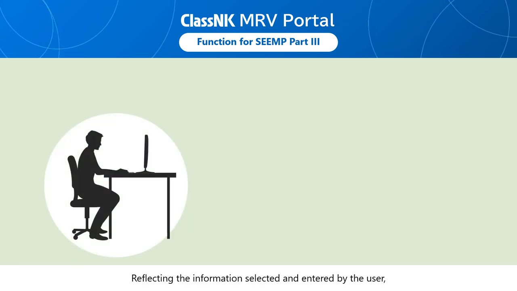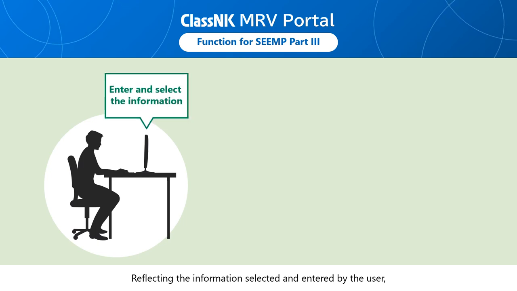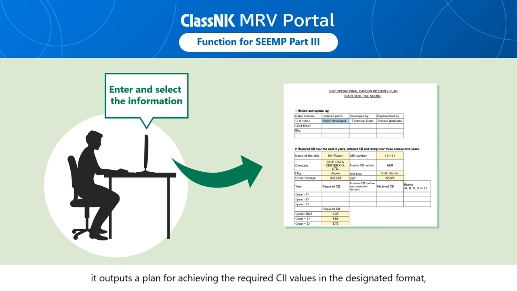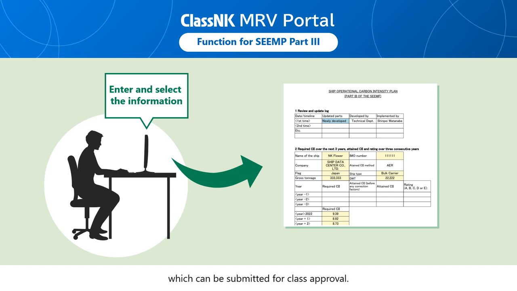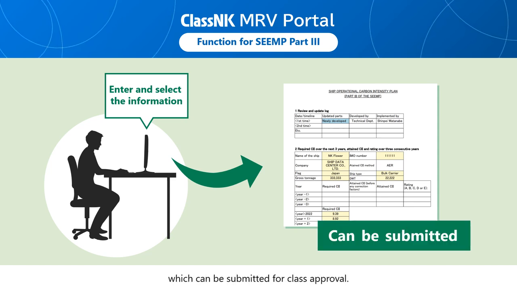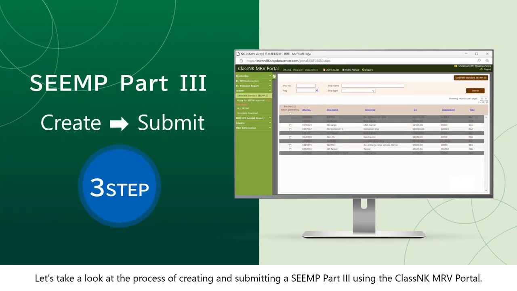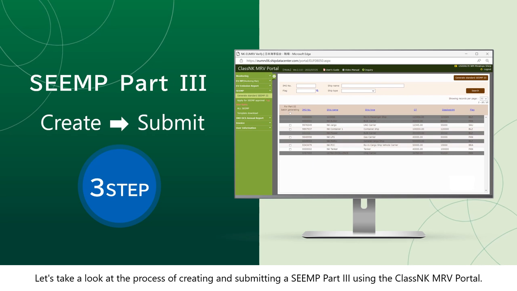Reflecting the information selected and entered by the user, it outputs a plan for achieving the required CII values in the designated format, which can be submitted for class approval. Let's take a look at the process of creating and submitting a SEEMP Part III using the ClassNK MRV Portal.